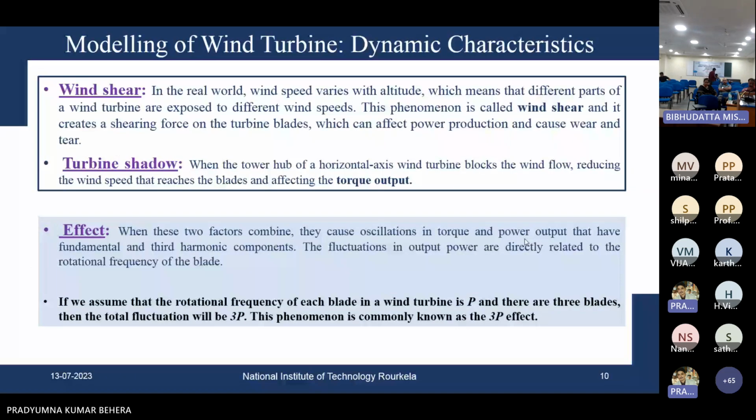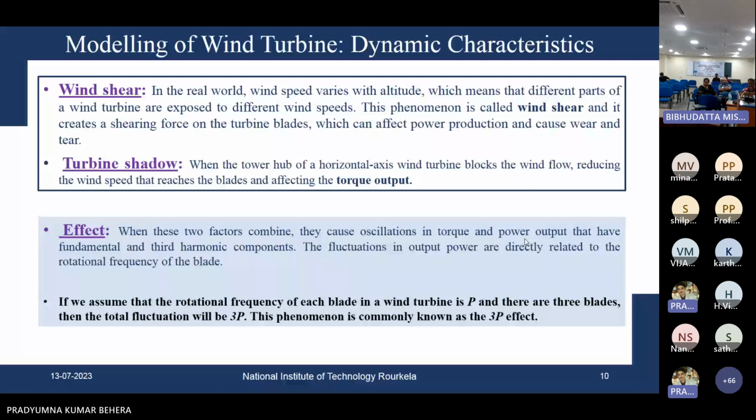Till now I have discussed the static characteristics of the wind turbine. Now I would like to discuss the dynamic characteristics of the wind turbine. In the real world, the wind speed varies with altitude, which means that different parts of the wind turbine are exposed to different wind speeds.